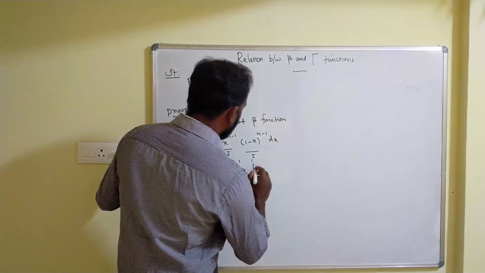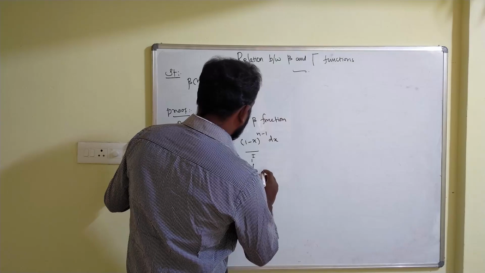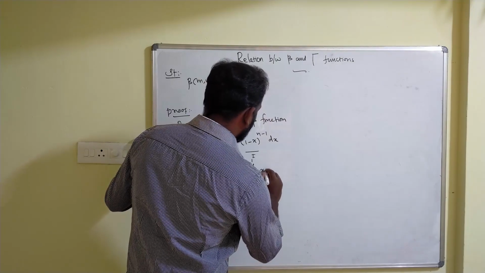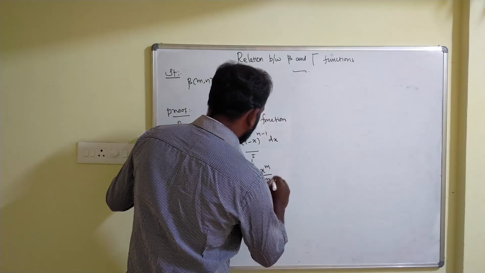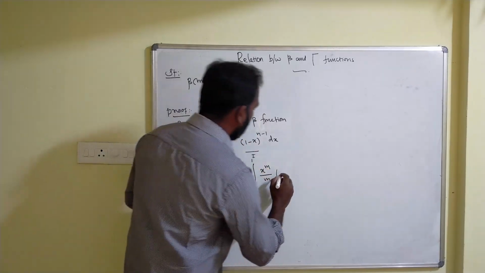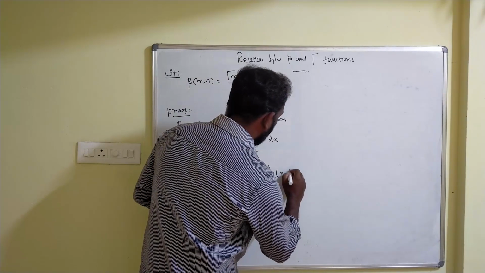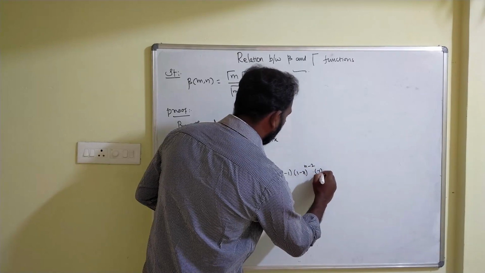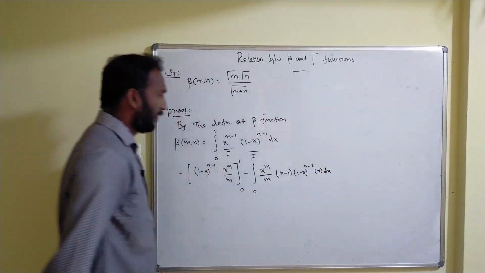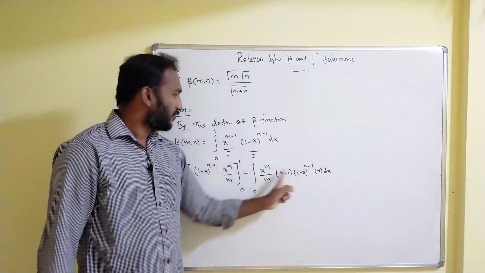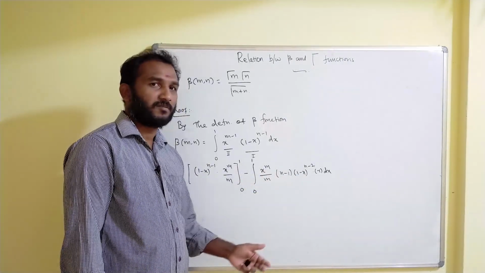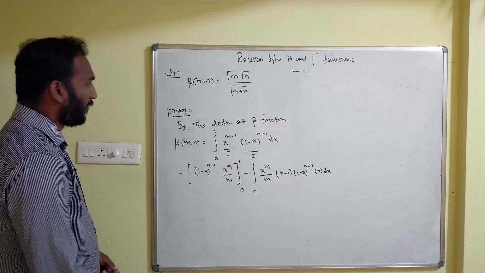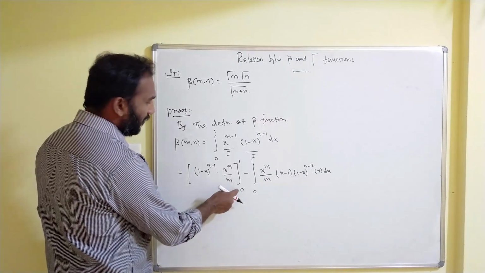And then v into du, so here it is x power m divided by m into the differentiation of this function, which will give n minus 1 into 1 minus x power n minus 2 into minus 1 into dx. Now here it is minus 1, here is minus 1, so minus into minus will make plus. And now substitute the limit value.